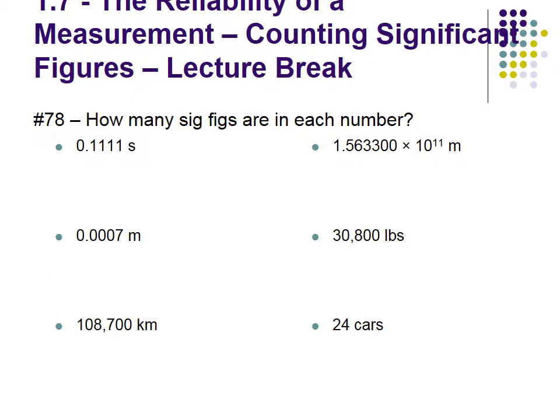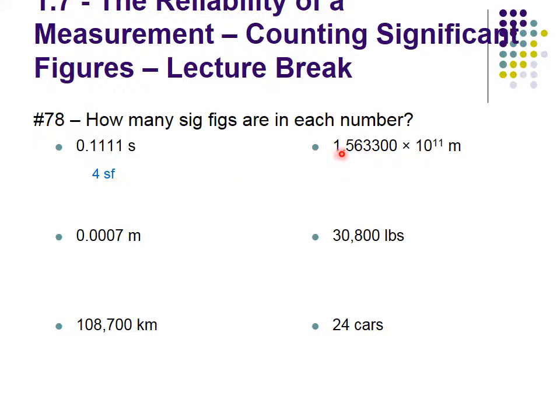So let's practice this. Number 78 says how many significant figures, and this is how we generally abbreviate it, sig figs, are in each number. So 0.1111. Well, we have 4 non-zeros right here, and then we have a leading zero. So we know a leading zero is not significant. So this has 4 sig figs.